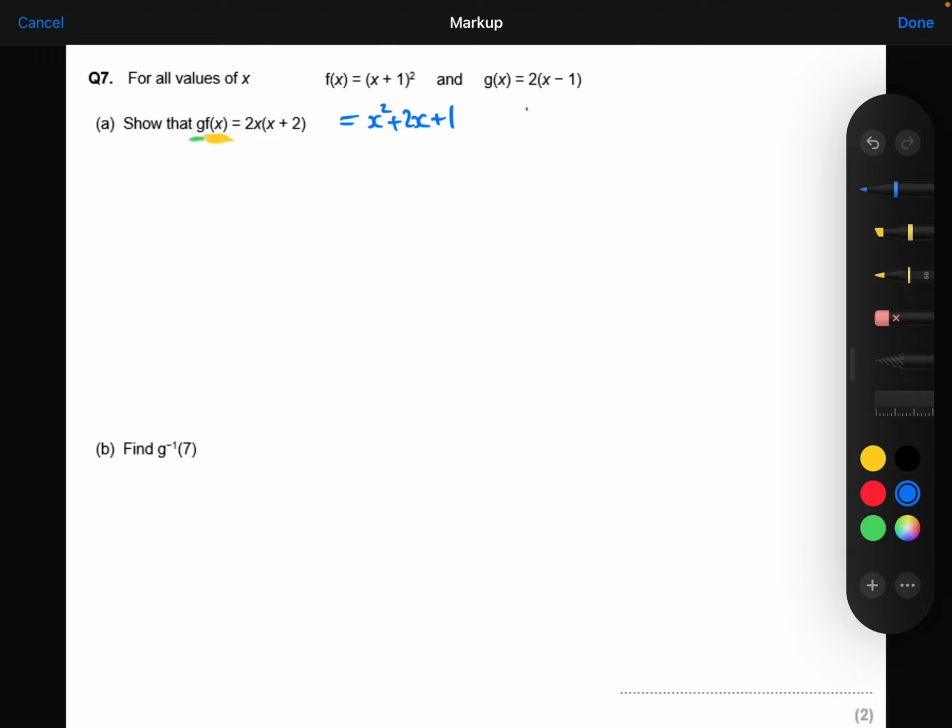And let's expand the brackets on the g of x as well. So 2 times the x is 2x, and the 2 times the minus 1 is minus 2. Right, and like I said, we're going to substitute the f of x function into the g of x function. So 2 lots of the x squared plus 2x plus 1, minus 2.